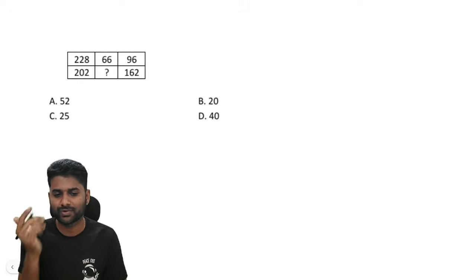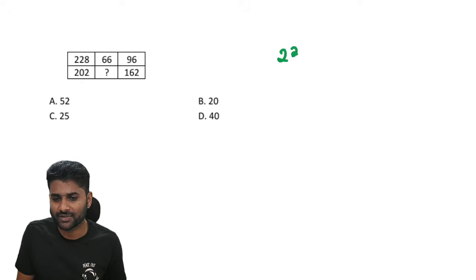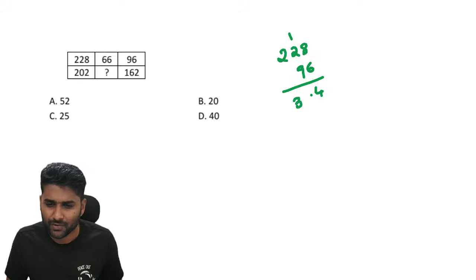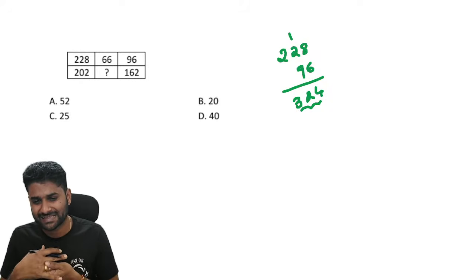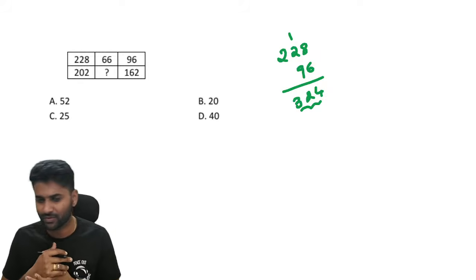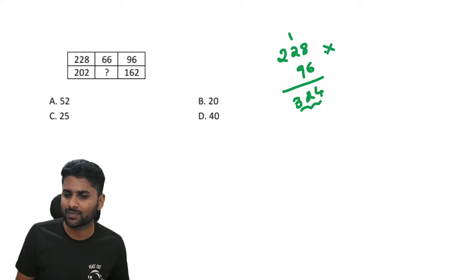Now see, if you go through the sum here, 228. If you go through the sum of these two numbers, the resultant is exactly 300, and sorry, if you go through that sum value, it's 324, but you never get 66. Why? Because if you multiply 66 by 4, it's not 324, right? So addition is not possible.